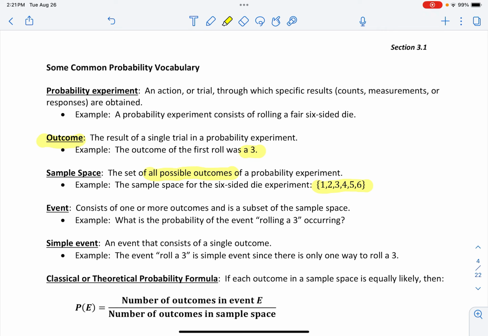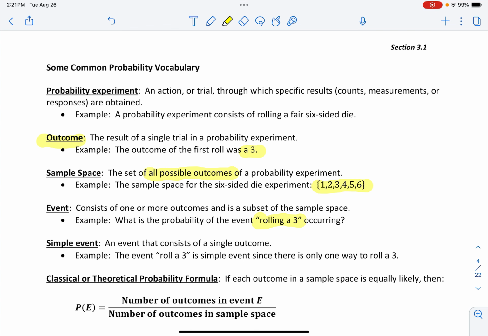Now an event consists of one or more outcomes and is a subset of the sample space. And the event usually comes with the probability question, right? For example, what is the probability of the event rolling a 3? That would be an example of an event. Or maybe rolling an even number, or rolling a number less than 4. Those would all be examples of events that come in the question.